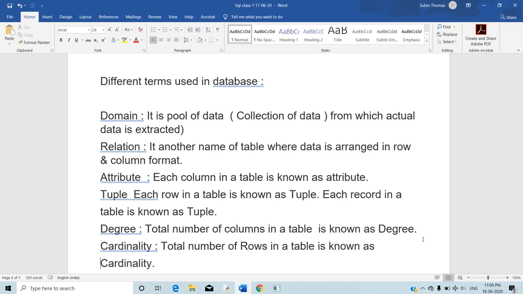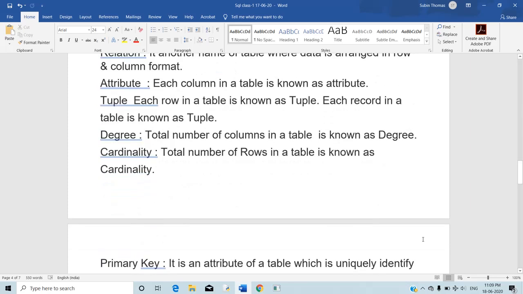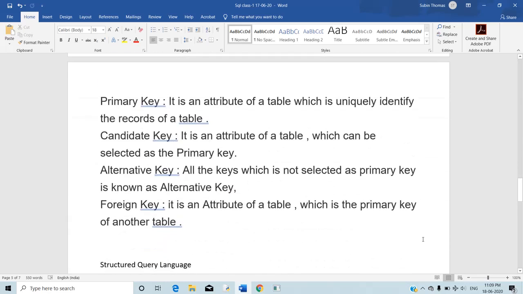These are the basic terms we are using in database. In our board exam also, a 2-mark question, this type of definition they can ask. And the next one is primary key. Primary key means it's an attribute of a table which can uniquely identify the tuples of a relation. Relation means table, tuple means record or row. So it uniquely identifies the records of a table.